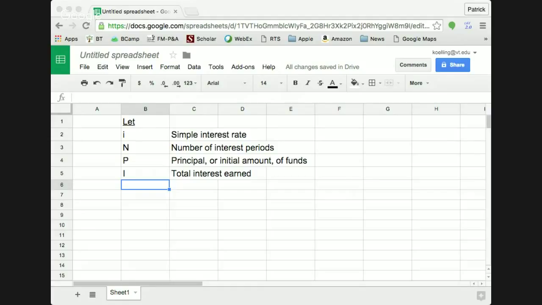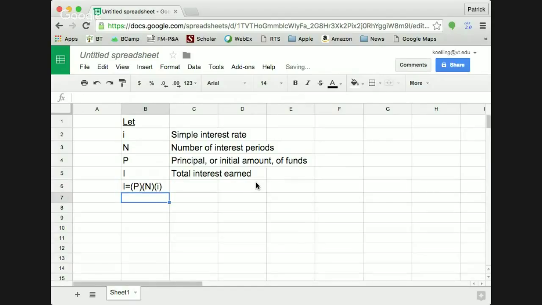And that relationship is: I, capital I, is equal to P times N times i. Very straightforward. But let's give some values to these terms.